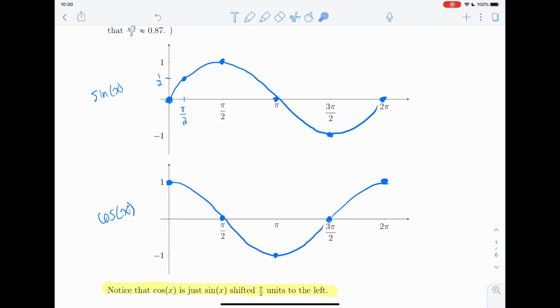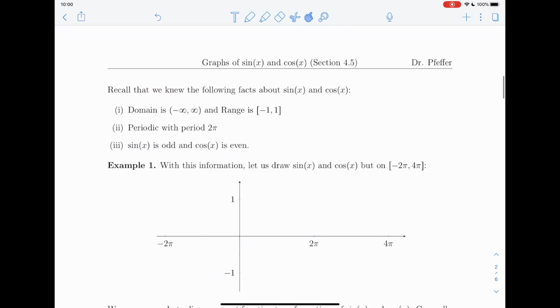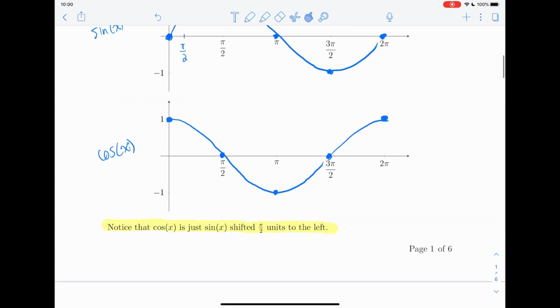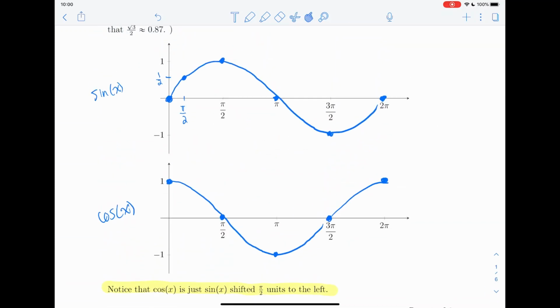So sine and cosine are actually just horizontal shifts of one another. Nonetheless, we still treat them as independent parent functions because it kind of just makes our lives a little bit easier. Now, let's recall some of the facts we know about sine and cosine. We learned in the last few videos that the domain for sine and cosine are all real numbers, negative infinity to infinity. We noted that the range was negative 1 to 1. We can now confirm that with our pictures up here.